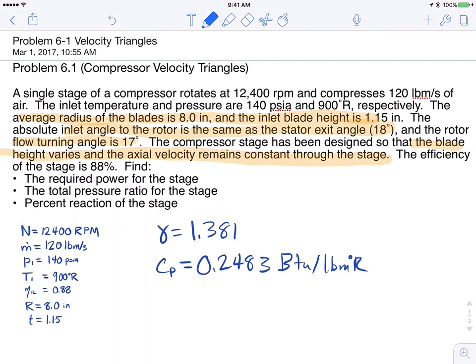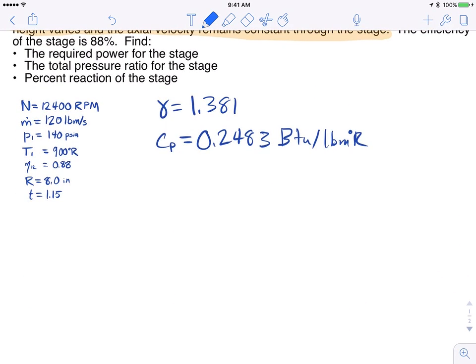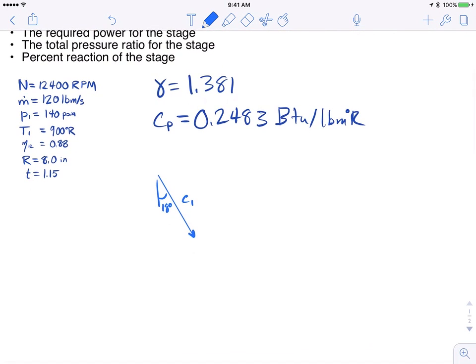In order to visualize our problem, it's helpful to draw our velocity vectors. We'll start off with an absolute velocity vector here, c1, which we are told is lined up with the exit of the stator, which has a flow angle of 18 degrees. That's positive 18 degrees absolute flow angle with respect to the axial direction. So positive, of course, is counterclockwise, so we can draw in c1 like that.